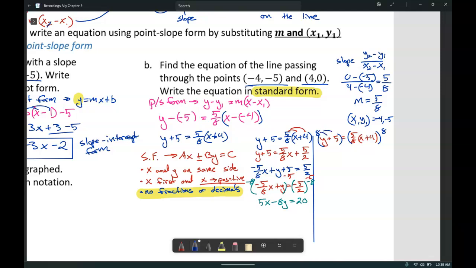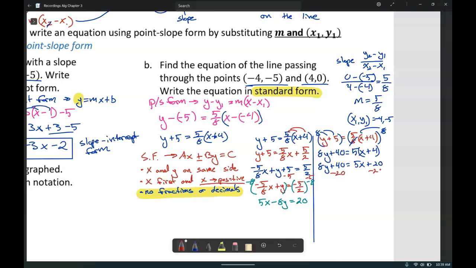But when we multiply, on the left we distribute, but on the right, because this right side hasn't been distributed, it counts as one giant term, and so we only need to multiply once, which eliminates the denominators, and we have 5x plus 4 in parentheses. And so now that we've gotten rid of the fractions, it's a lot easier to simplify. We have 8y plus 40 equals 5x plus 20.